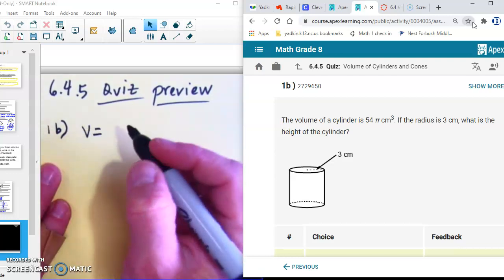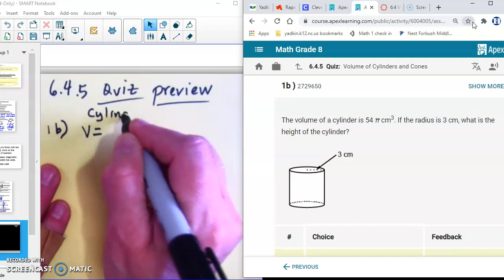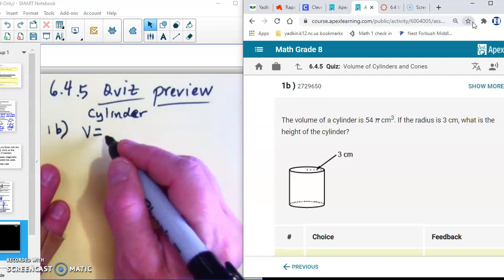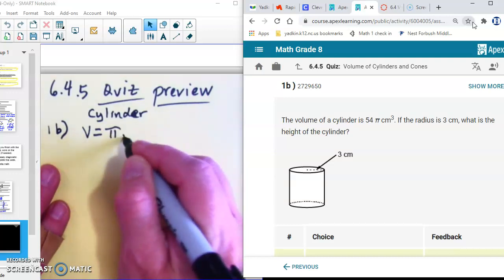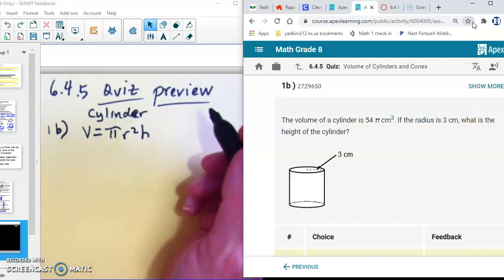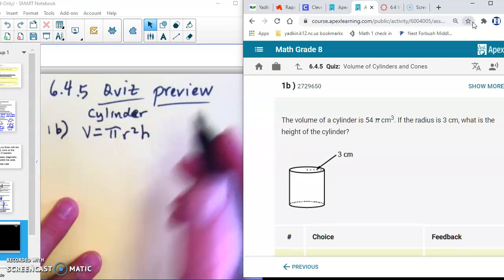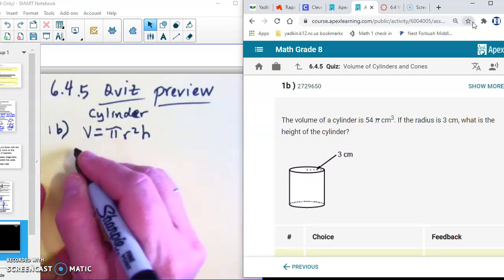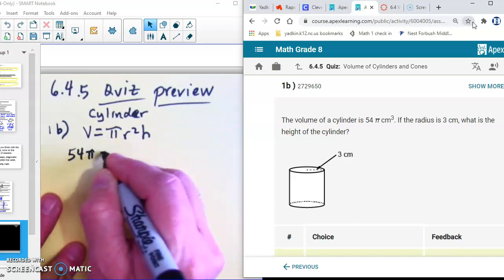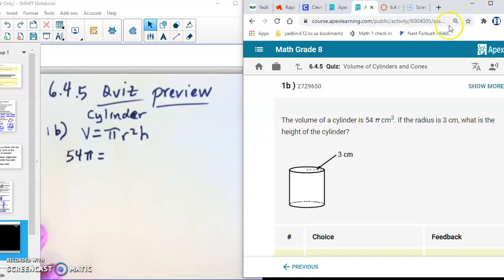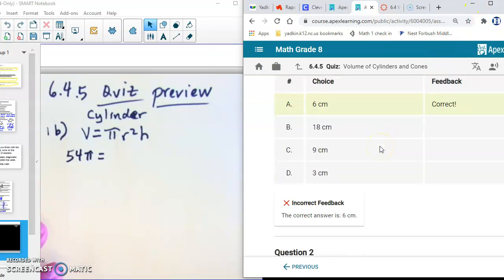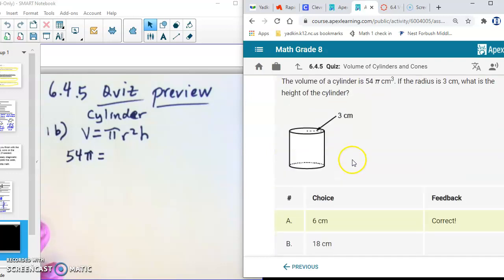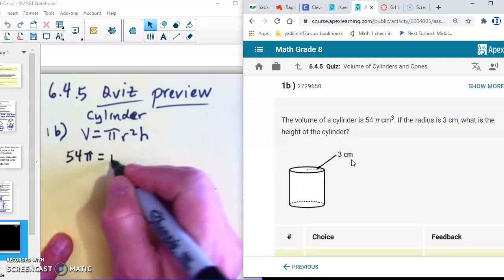So we are talking about a cylinder here. Let's write that equation again. Cylinder formula is V is equal to pi r squared h. And let's see what they've given us. It tells us the volume of the cylinder is 54 pi. So I'm going to put that in the place of V. It doesn't tell us to use 3.14. We don't need to because you'll see why in just a second. Okay, so I'm just going to write pi.